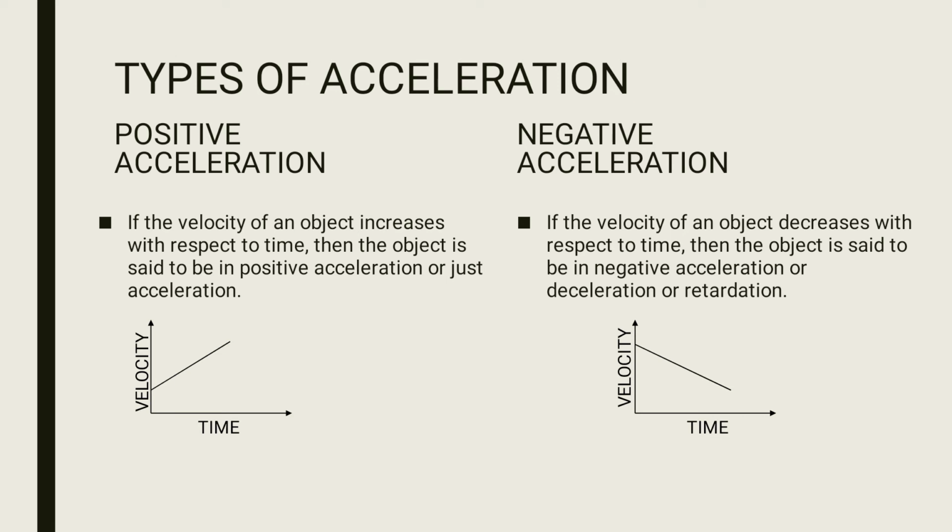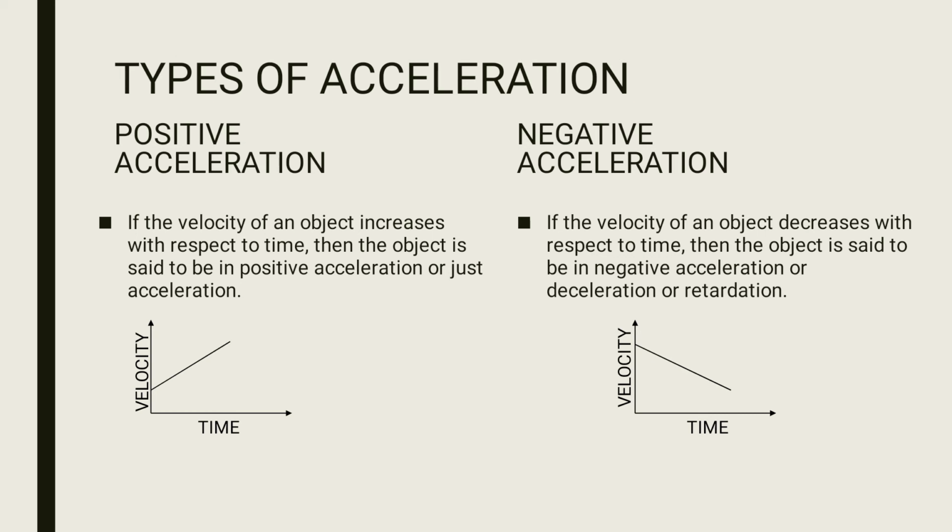Next is types of acceleration. We have two types, positive acceleration and negative acceleration. Positive is nothing but if the velocity of the object increases with respect to time, then it is called positive acceleration or just acceleration. And negative acceleration is that the object moves with decreasing velocity with respect to time. Then the object is said to have negative acceleration or deceleration or retardation.